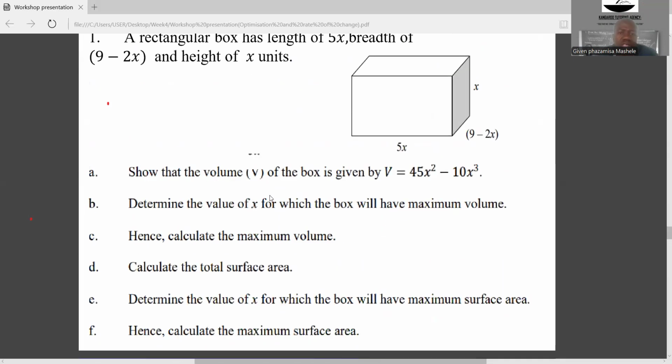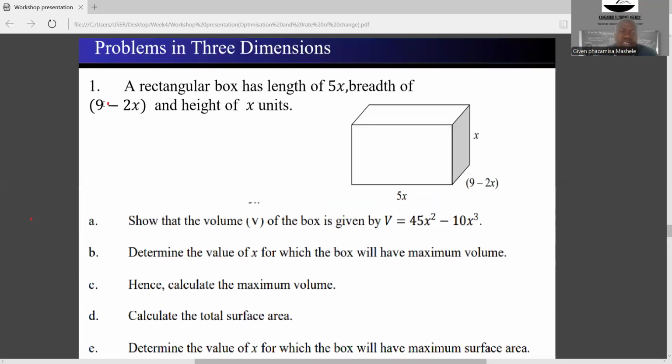All right, let us look at this one. It says the rectangular box has a length of 5x. So we're given a box that has a length of 5x, and a breadth, or the width of the box, of 9 minus 2x, and the height is x units. Then the first question says, show that the volume of the box is given by this.